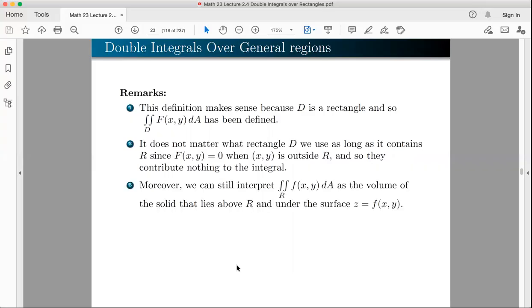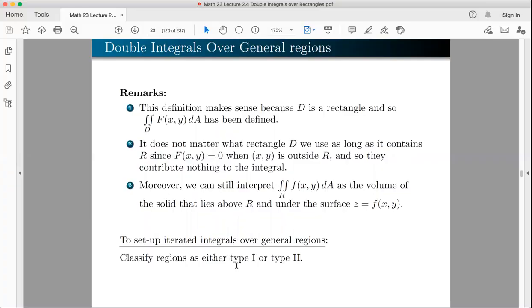And further, we can interpret the double integral of f over R as the volume of the solid that lies above R and under the surface z equals f of (x, y). Now, to set up the iterated integrals over general regions, we must first classify the regions as either type 1 or type 2. Let's look at type 1 regions.